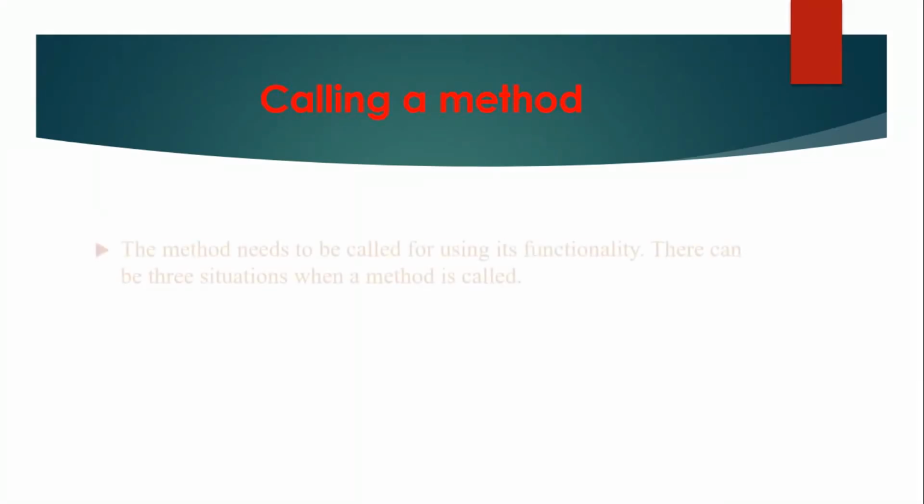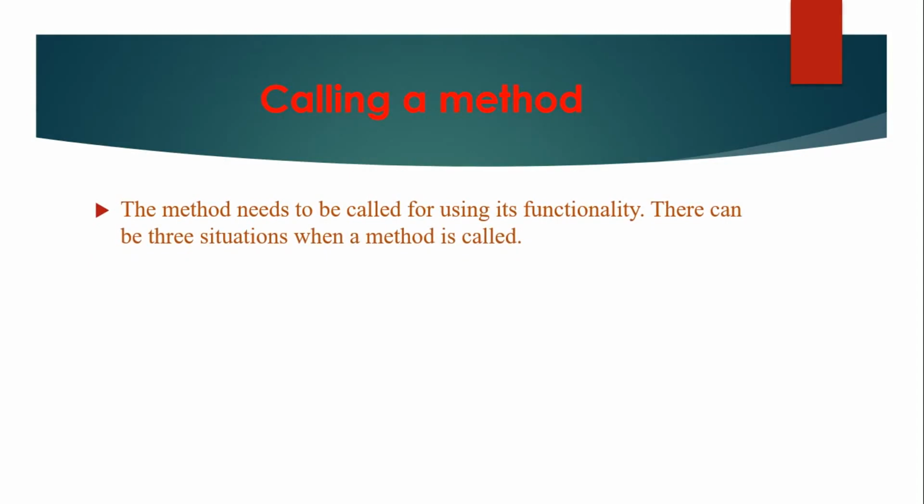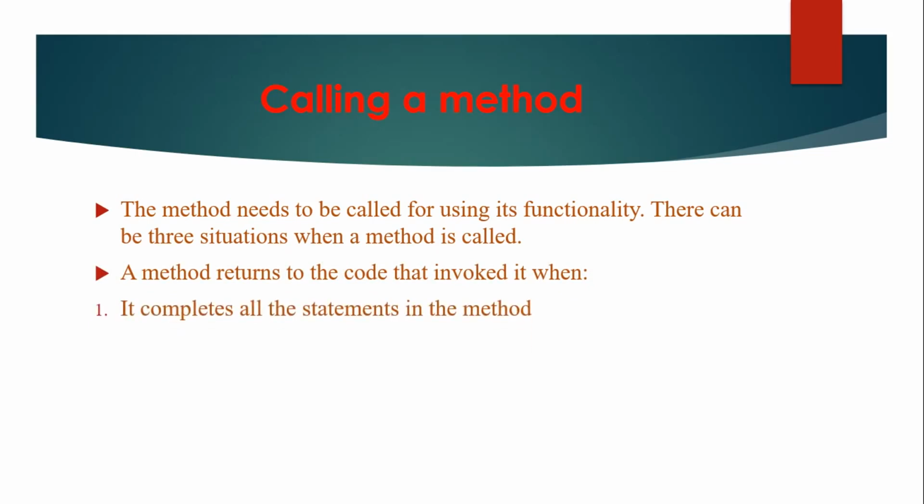Calling a method. The method needs to be called for using its functionality. There can be three situations when a method is called. A method returns to the code that invoked it when it completes all the statements in the method, it reaches a return statement, or it throws an exception. Let's see the code how to utilize the method in Java.